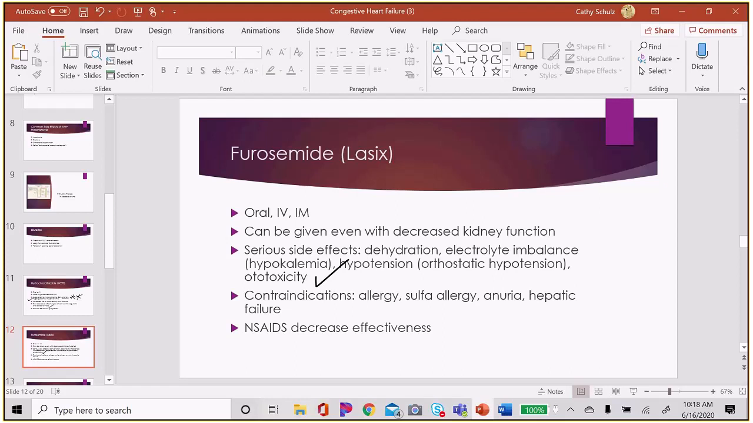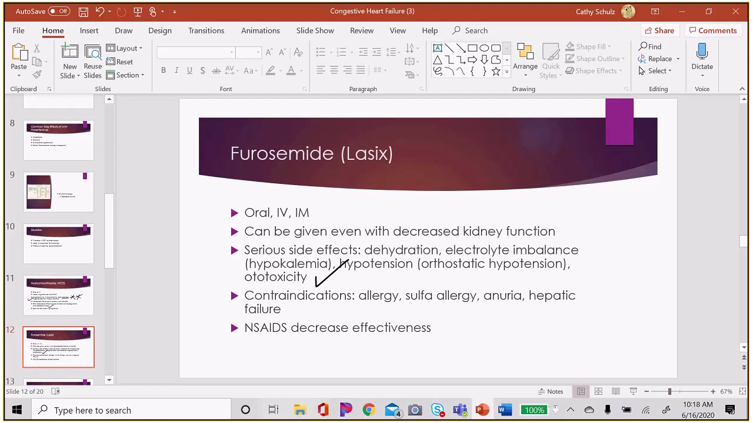Lasix has to be given over a period of time. It's usually 5 minutes at least, because it's 10 to 20 milligrams a minute. So if you have to give someone 80 milligrams, it's going to take a while to give it.